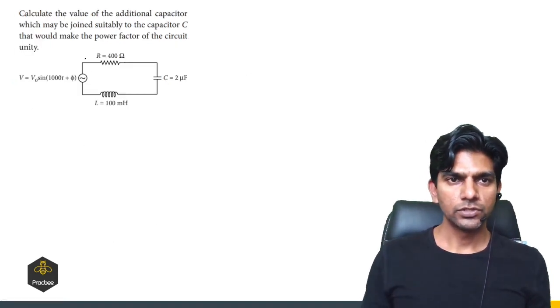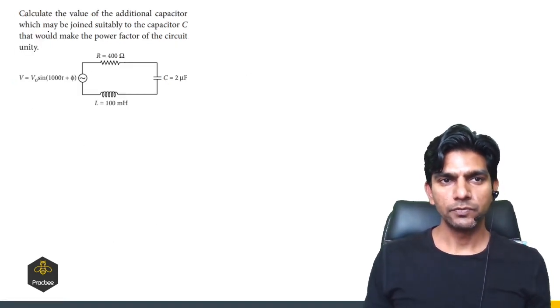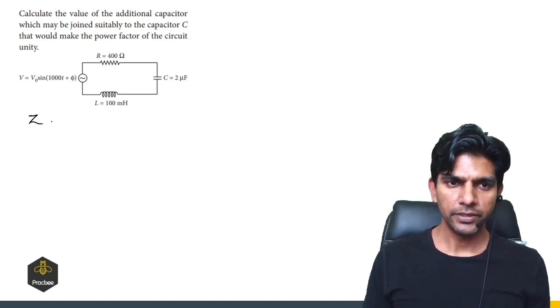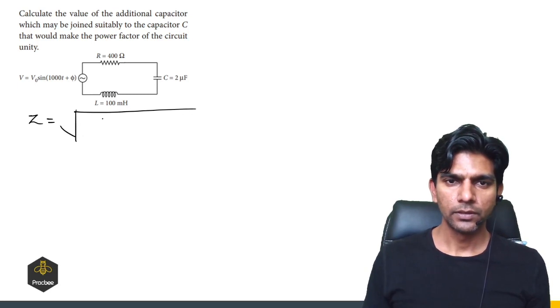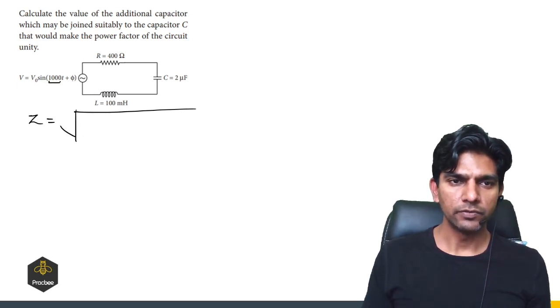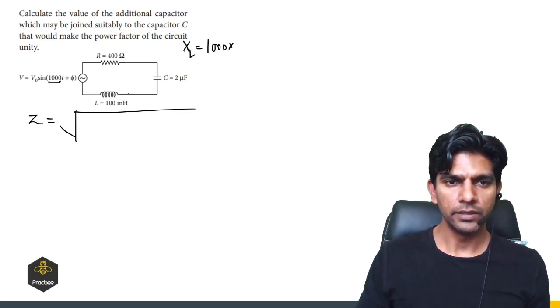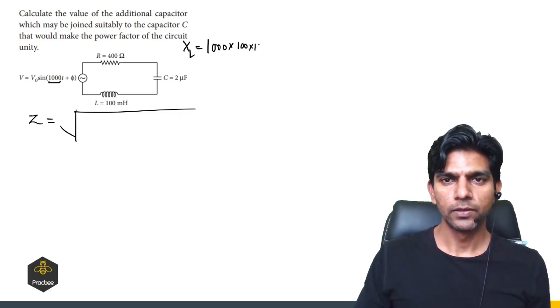Right, now let us see another question. Calculate the value of the additional capacitor which may be joined suitably to the capacitor C that would make the power factor of the circuit unity. Okay, let us first find the power factor of this. So here the impedance will be, and omega is given, right? Omega is 1000. So XL is 1000 times the inductance, that is 100 milli. So that will be 100 ohms.